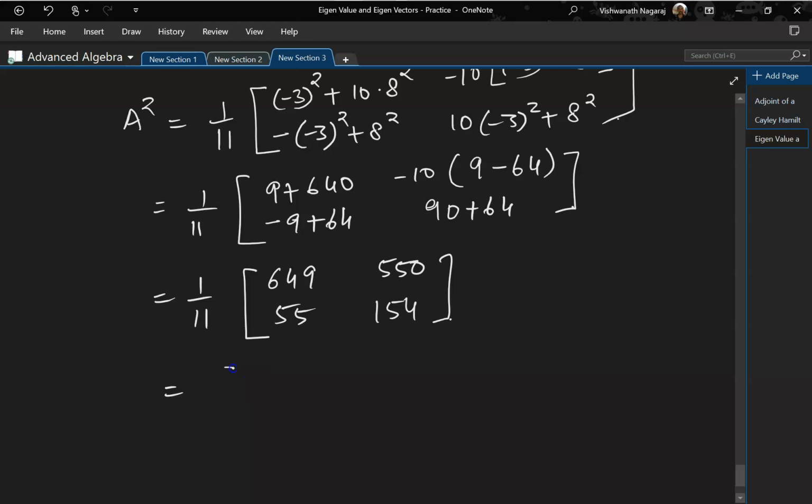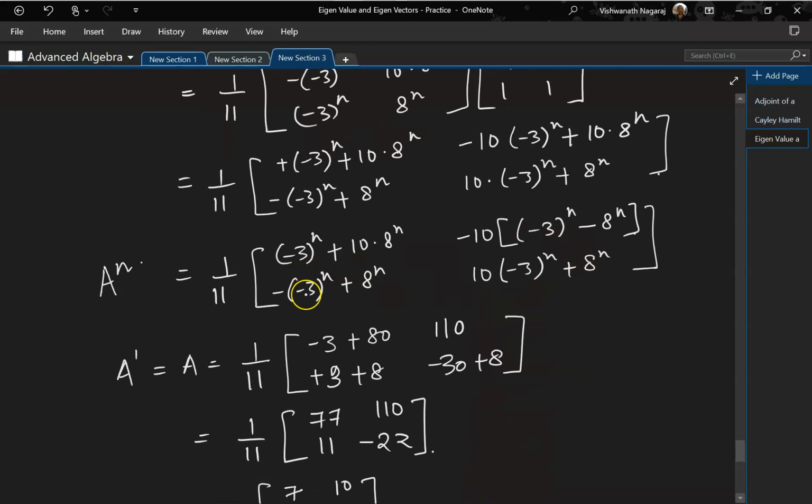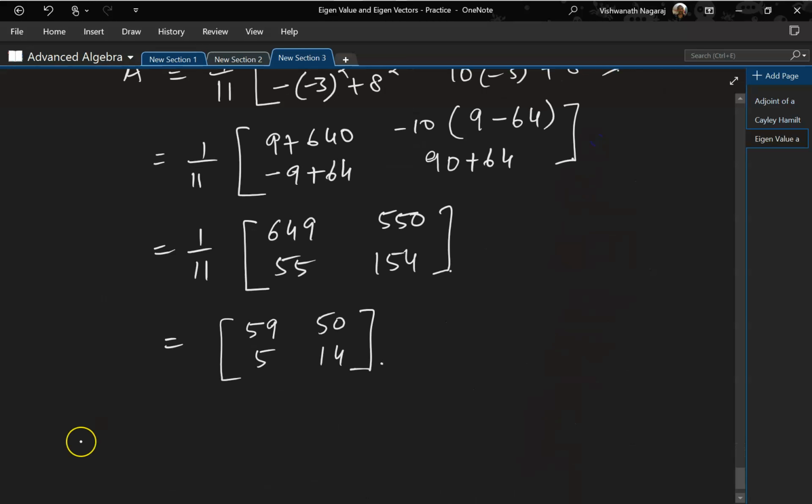So now let's take the 1 by 11 inside. 11 times 5 is 55, and 11 times 9 is 99. 11 times 5 is 55, and 11 times 4 is 44. So this is A square. Which means using this formula, we can arrive at any power of A. So, that's it for now. Bye.